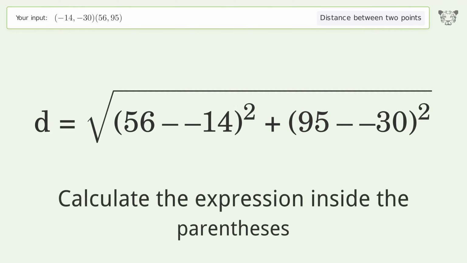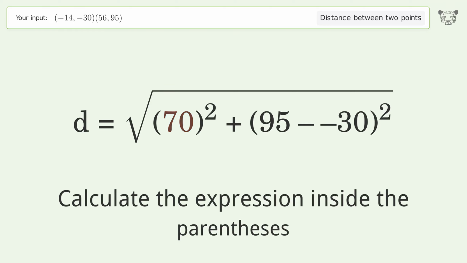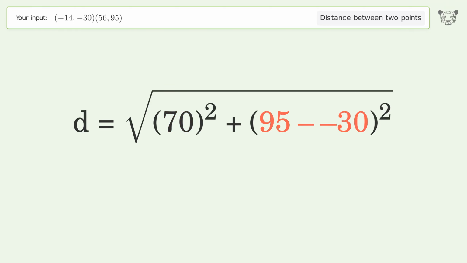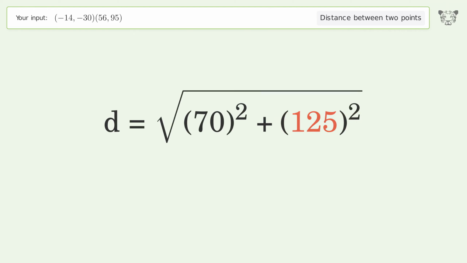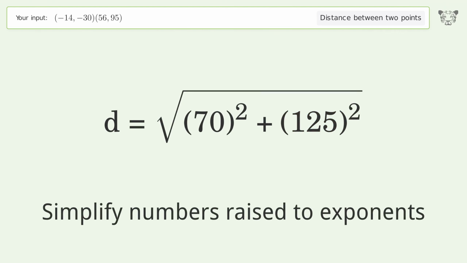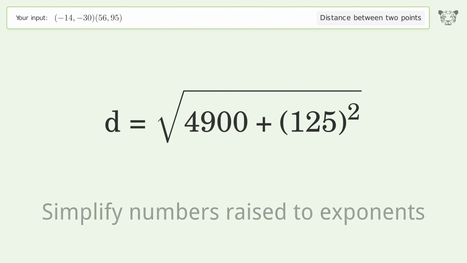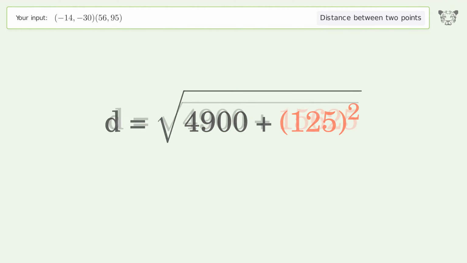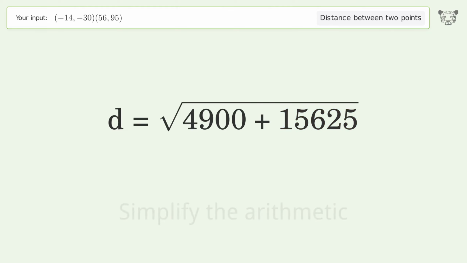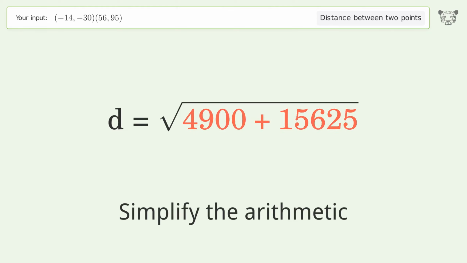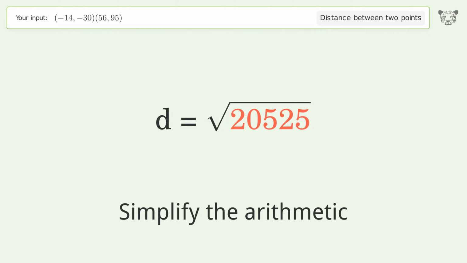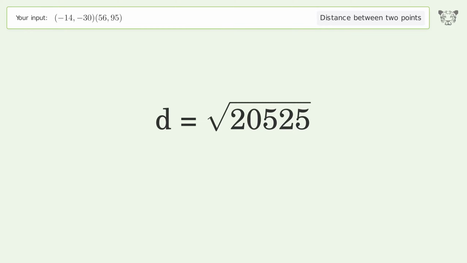Calculate the expression inside the parentheses. Simplify numbers raised to exponents. Simplify the arithmetic. And so the distance between the 2 points is the square root of 20,525 or 143.265.